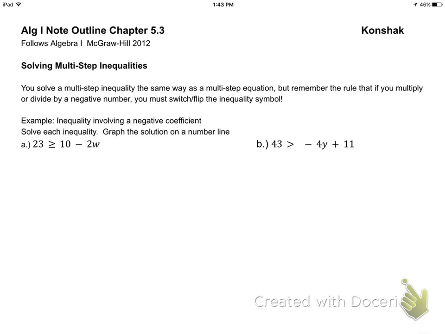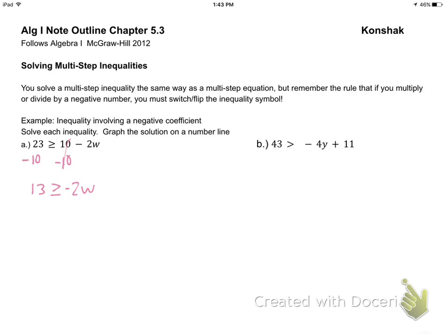So I'm explicitly telling you to do all of that for all of your problems. The first problem is 23 is greater than or equal to 10 minus 2w. So I want to solve that. What do I do as my first step? Subtract 10. Yes. Subtract 10 from both sides. Do I flip the sign on that step? No. 10s are gone. What's 23 minus 10? It's 13. Is greater than or equal to negative 2w.